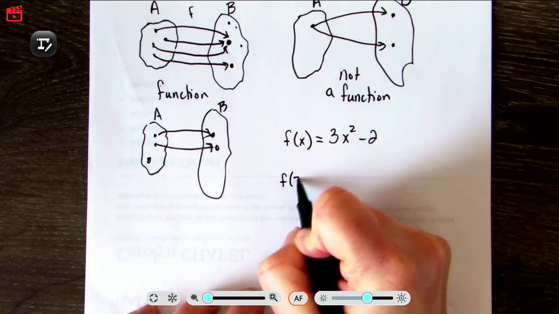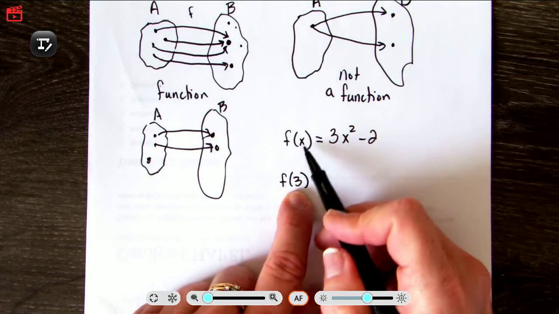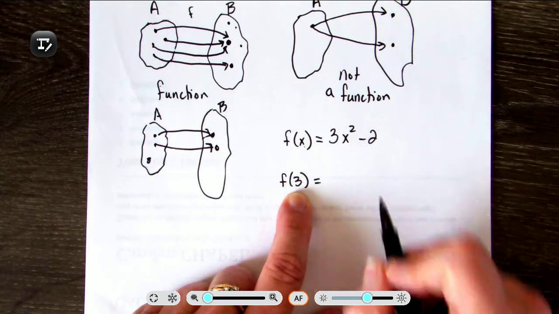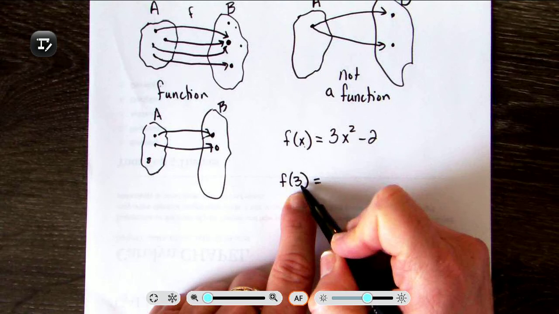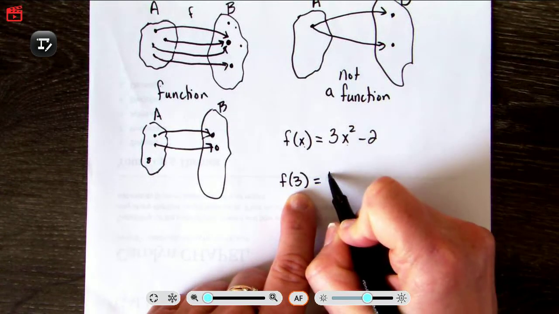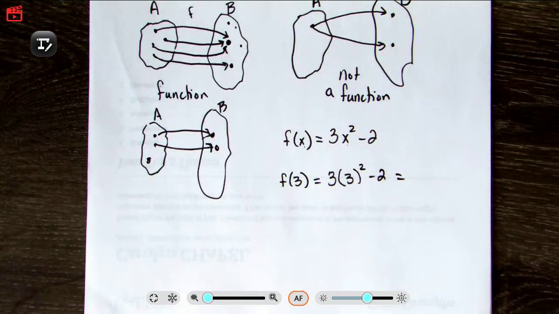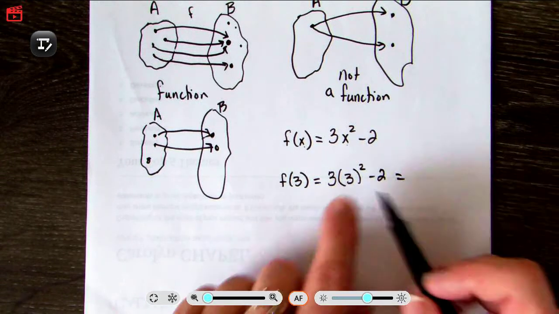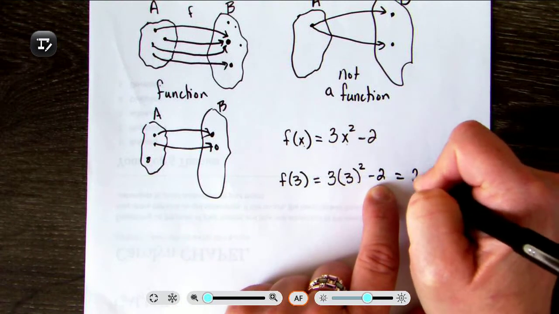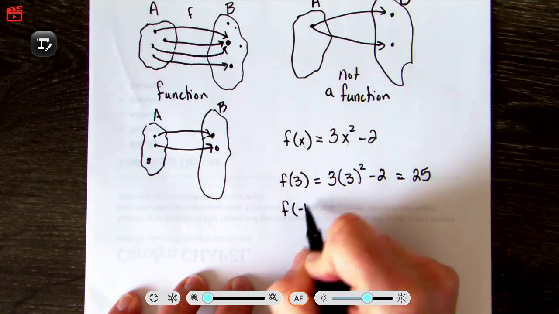When we want to calculate what f of 3 is, that simply means we want our variable, or the item that we're mapping, to be the number 3. So to calculate f of 3, we simply substitute 3 into that expression for our variable. We'll take 3, square it, which gives us 9. Multiplied by 3 is 27. Subtracting 2 is 25.